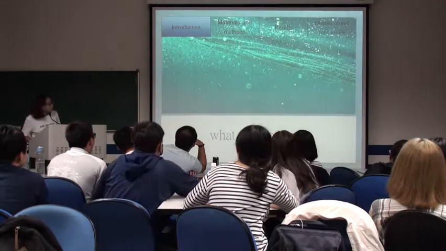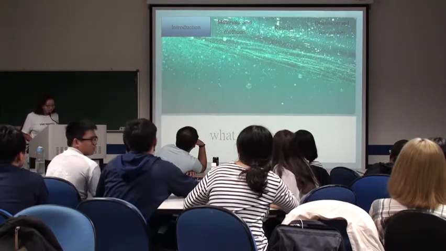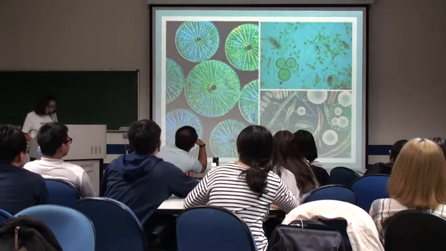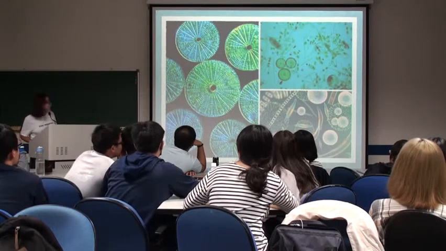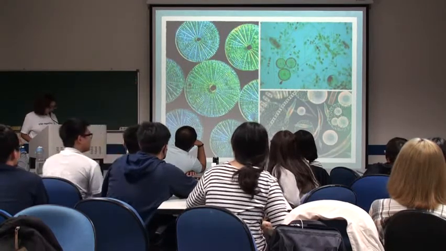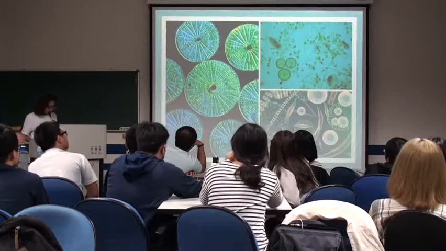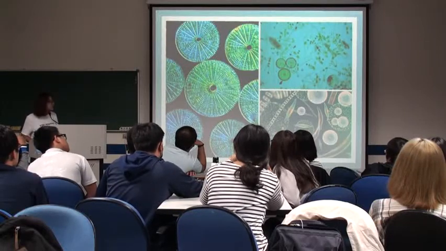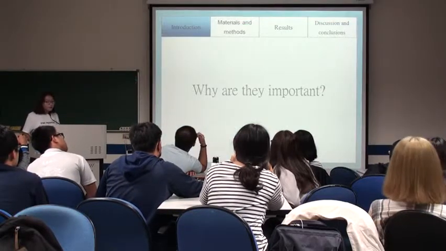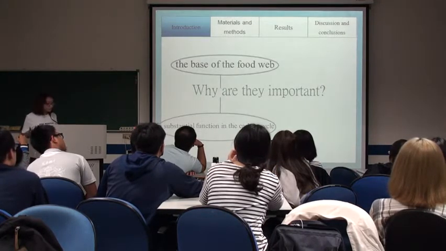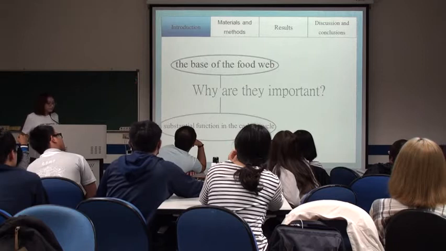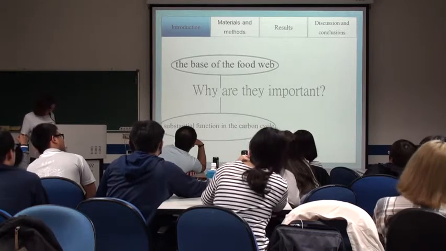And what can you see in this picture? When seawater is placed under the microscope, you will see many different phytoplankton in the seawater. But why are they important? We all know phytoplankton is the basis of the food web.